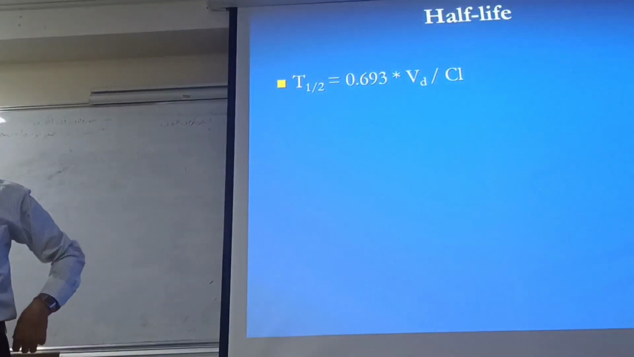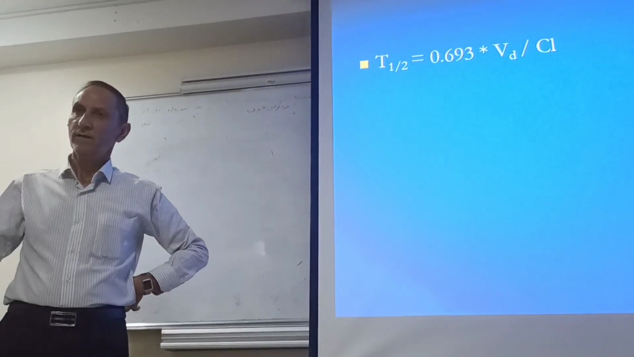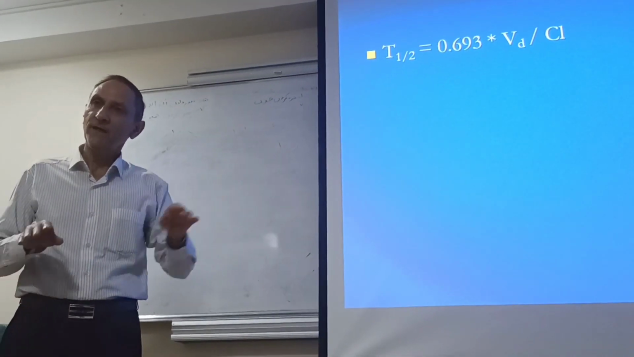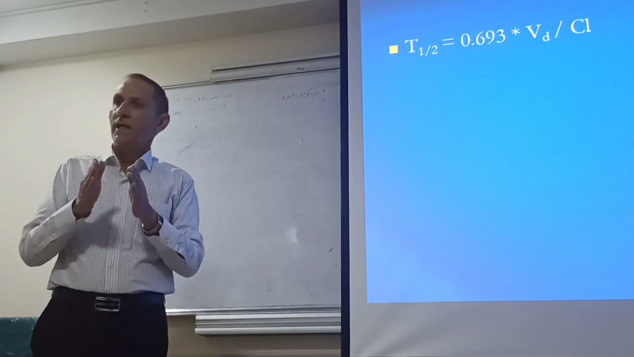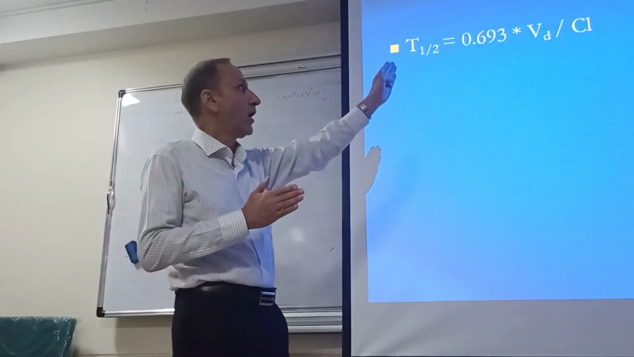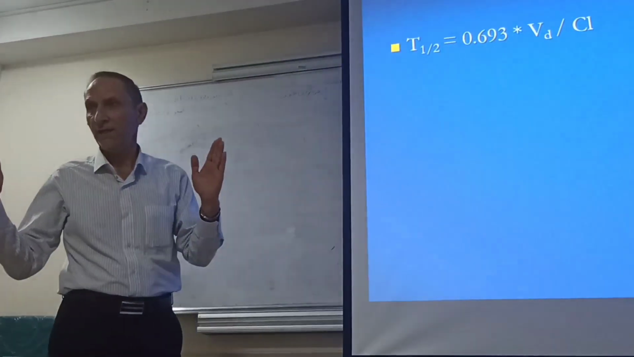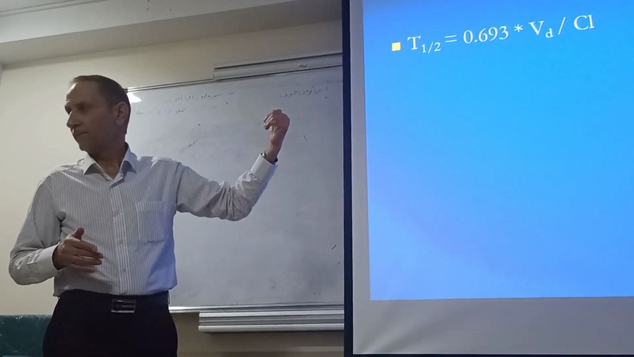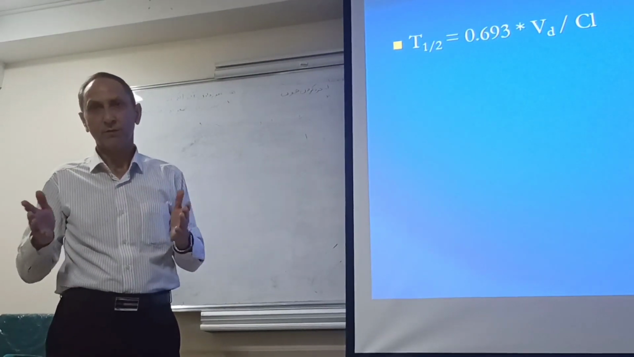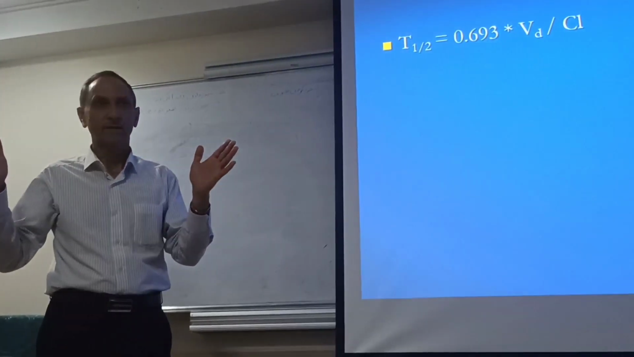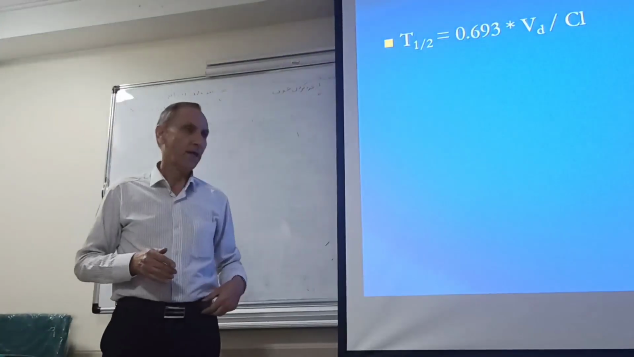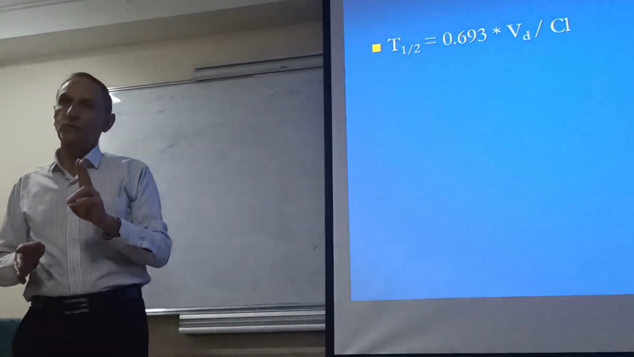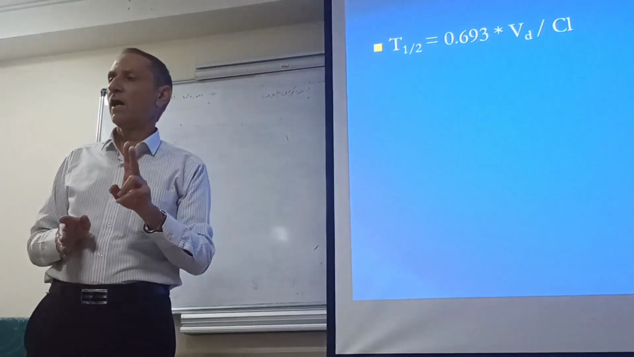If a drug has a higher clearance, then half-life is less. If we have a high volume of distribution, then half-life will be great. So this is the half-life. We have two forms of half-life.